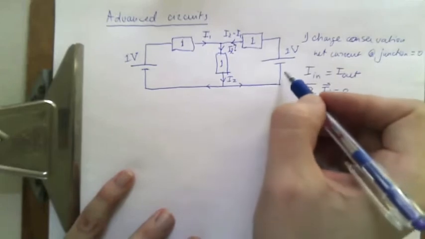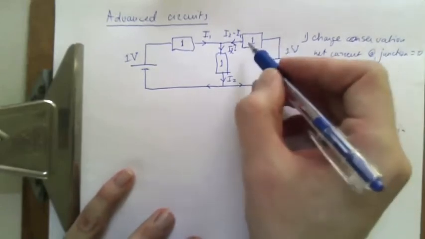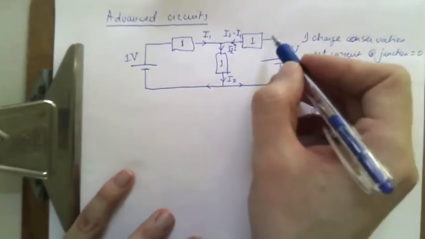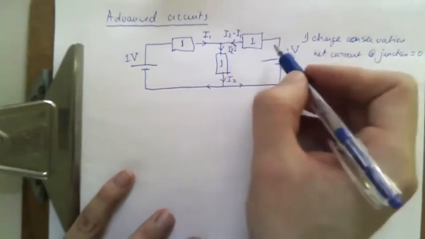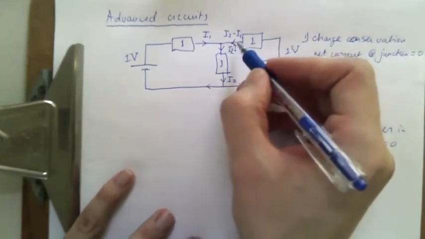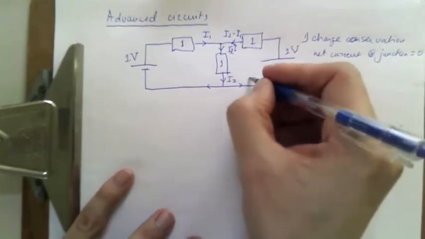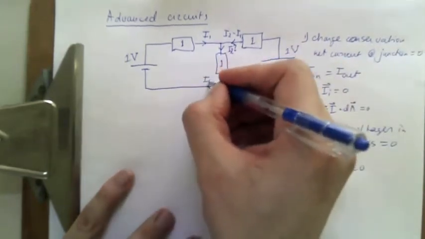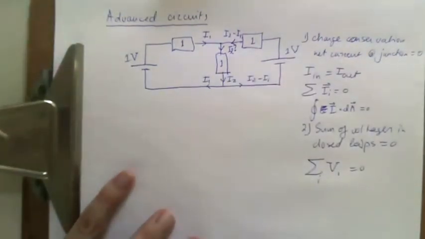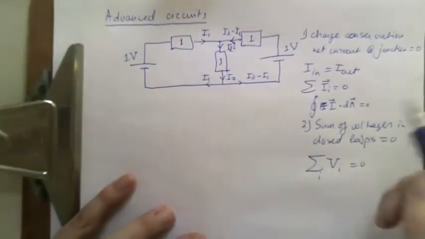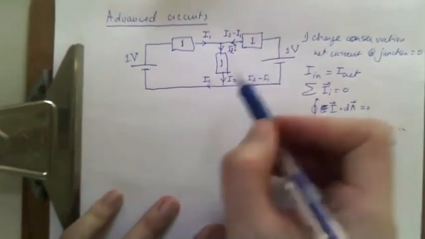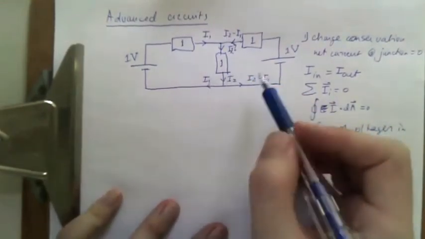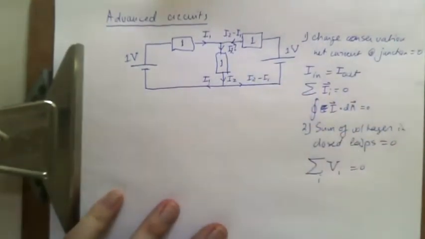All of the charges that go through here, they might gain some energy here, they might lose some energy here, but none of these charges are lost. So they'll go this way. So this is I2 minus I1, and this, let's call it I1. Okay, so we figured out the relation between the currents. Now, the sum of voltages in closed loops equals 0.